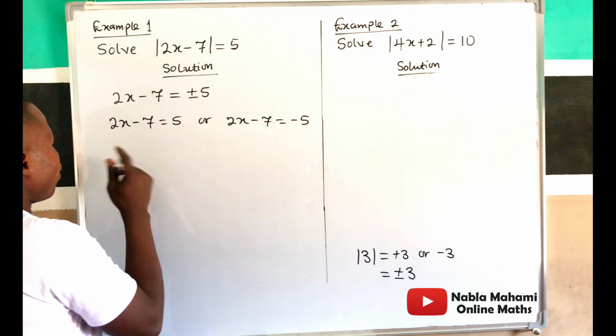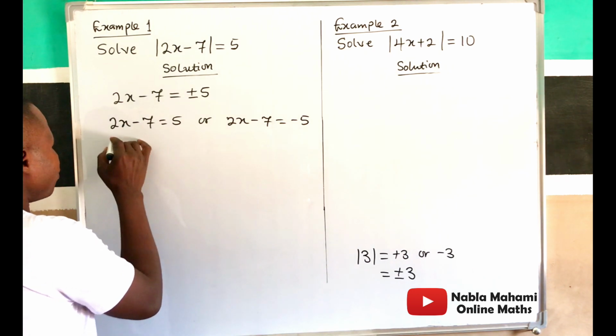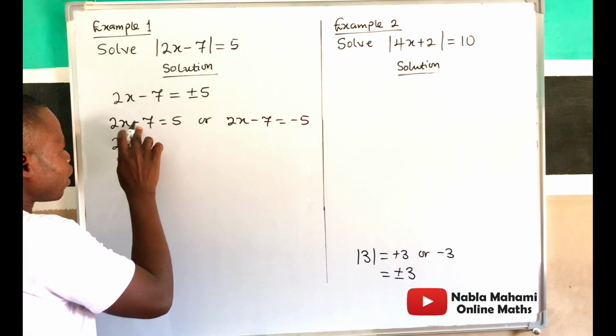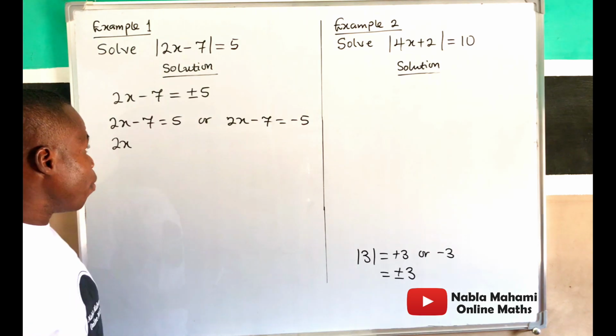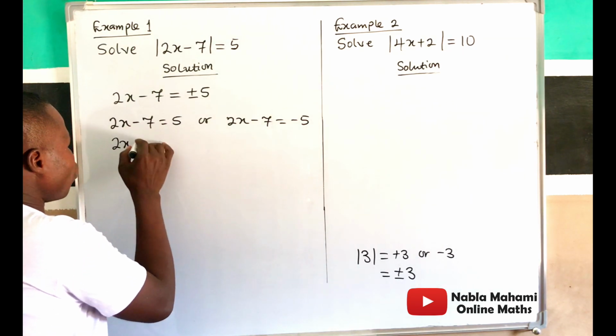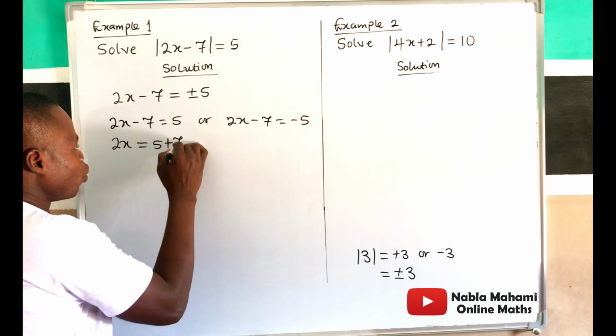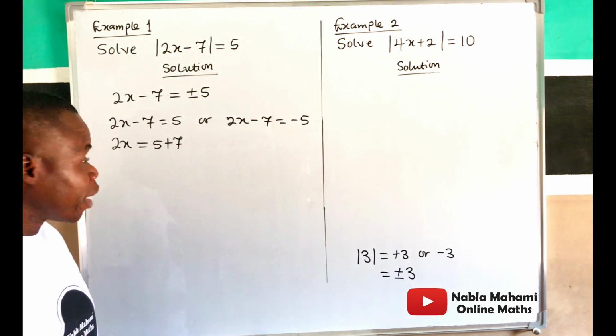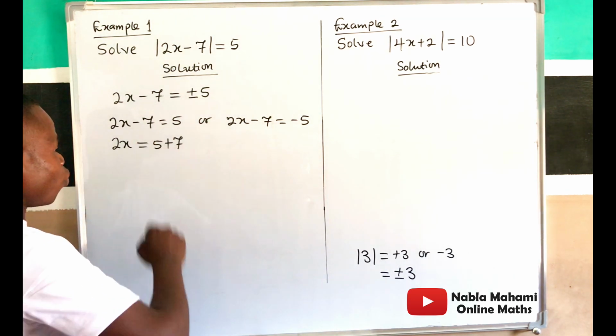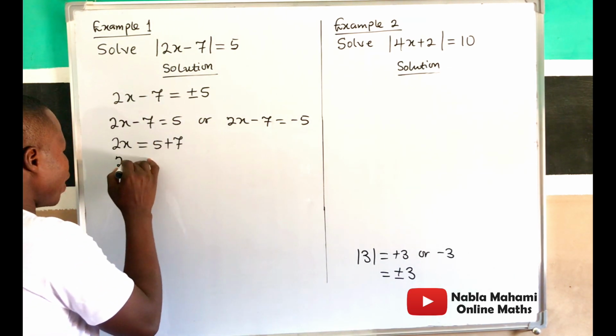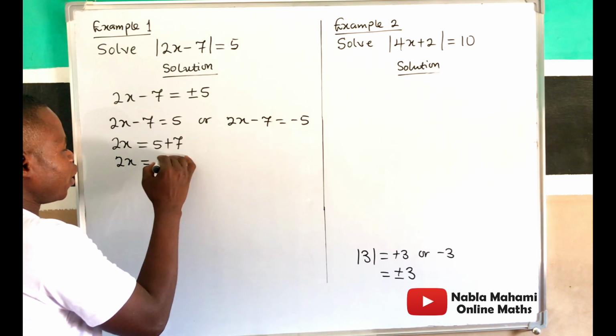So here, I will solve this by gathering like terms. So I have 2x. The minus 7 goes to join the 5, so it will now be plus 7. That will be equal to 5 plus 7. You know, when a negative number crosses the equal sign, it becomes positive. So this one will be plus 7. I will now have 2x is equal to 5 plus 7, which is 12.